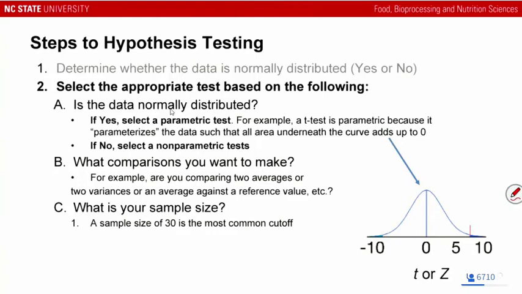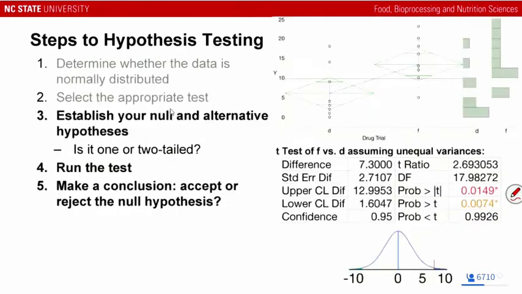To select the appropriate test, we're going to use the parametric test if it is normally distributed. And we're going to figure out what comparison we need to make. So in this case, our sample size is 15, so we're going to be doing the t-test. So now we need to figure out, if we run the test, how do we make the conclusion?